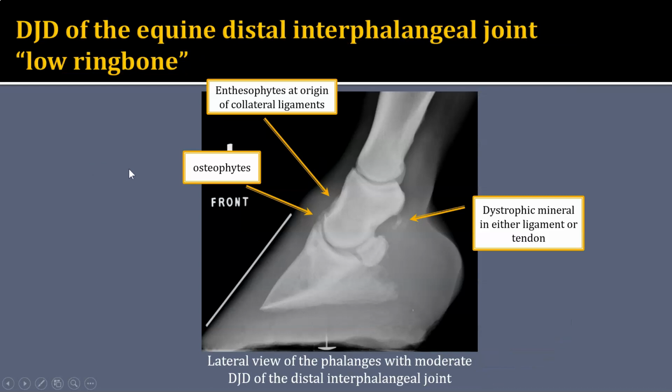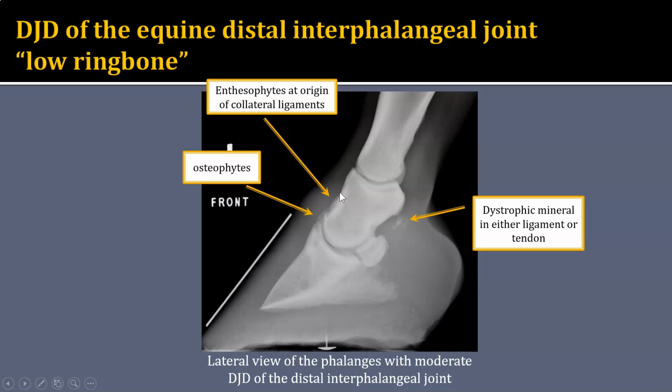Here's an example of low ringbone, or degenerative joint disease of the distal interphalangeal joint. This joint typically has less severity when we compare it to the arthritis that happens at the proximal interphalangeal joint. So in this patient, we can see some smoothly marginated osteophytes that are forming on the dorsal margin of the distal part of the middle phalanx.